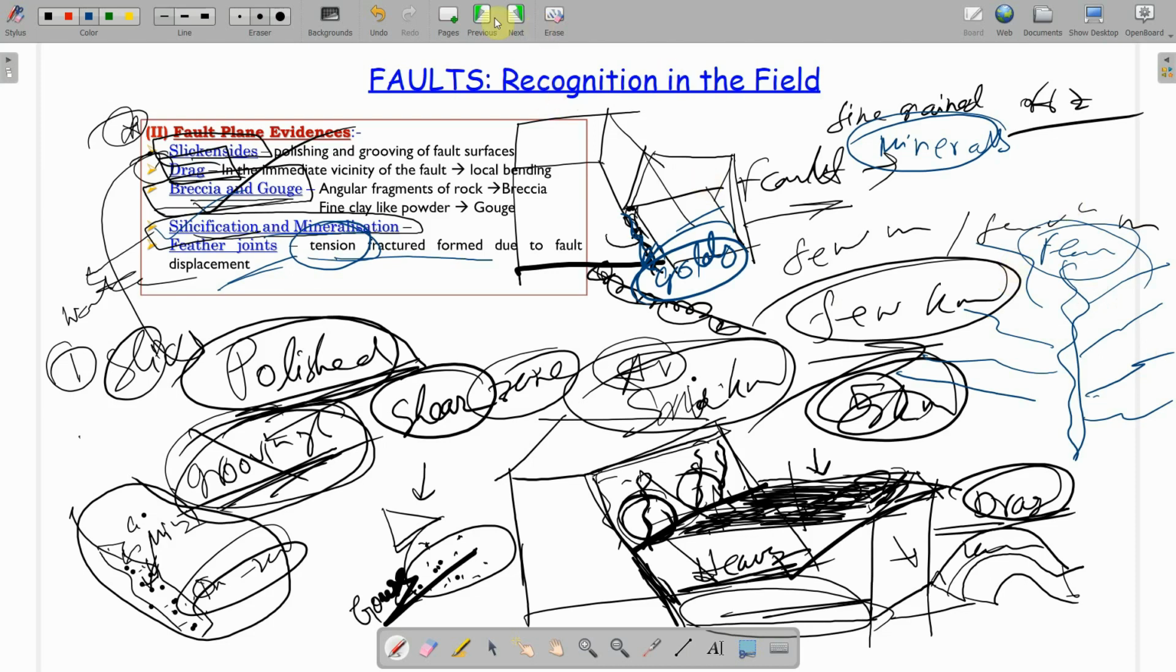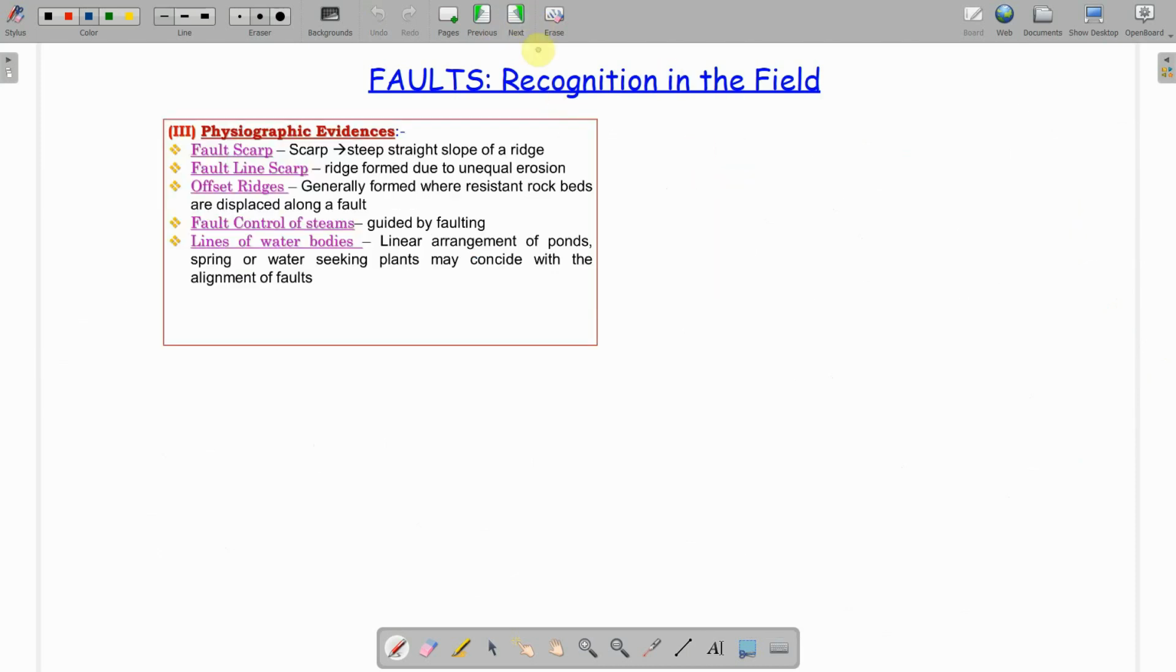Now, for physiography, the third type of evidence, we'll be looking at the fault curve, fault line curve, and offset ridge. What is a curve? Curve means the steep straight slope of a ridge. It's called fault curve. Now, fault line curve means when, in the physiographic evidences, you are looking at the evidences from a distance. You come back to such a point that you can see the entire fault plane, or you are using aerial photography, remote sensing, or satellite imaging systems to see the structure.